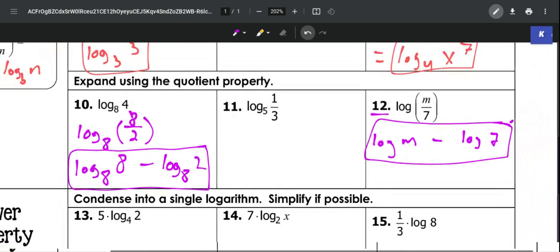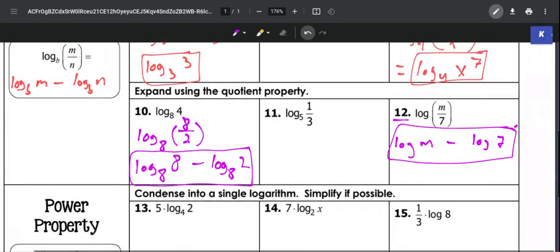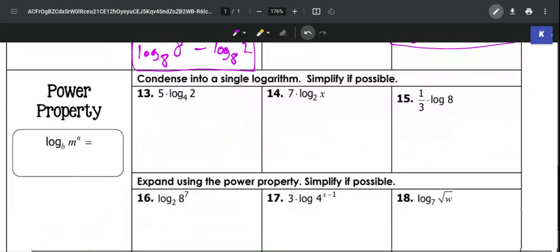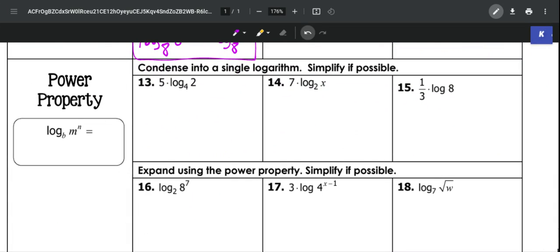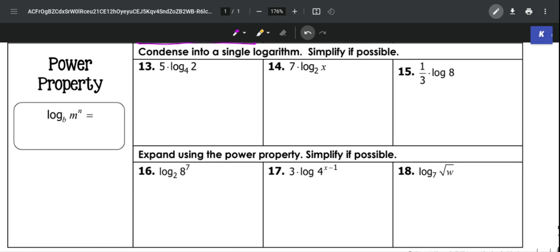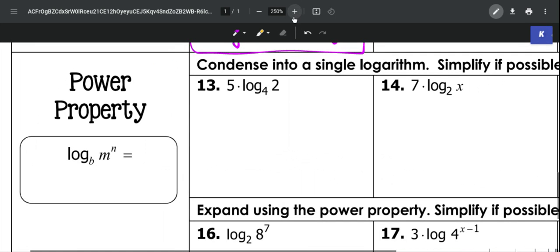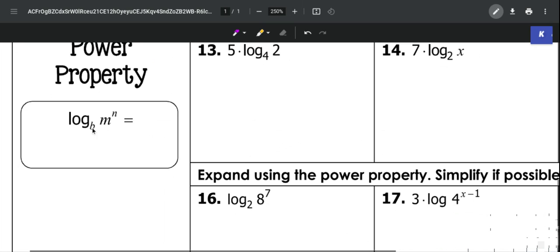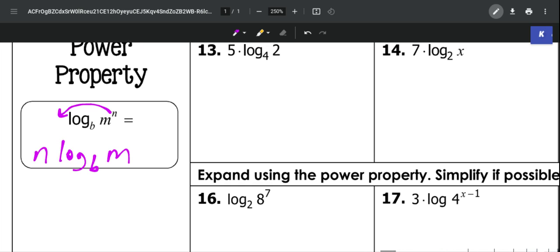So that is expanding the quotient property and condensing it. Now the last thing is the power property. So the power property, we're going to try to stick to some easier problems with this because they can get pretty crazy. But the power property is saying that if you have a log base b of m, and you have this exponent that we call n here, you can bring out that exponent and bring it to the front. So you would have n log base b of m. So that's all that's saying.